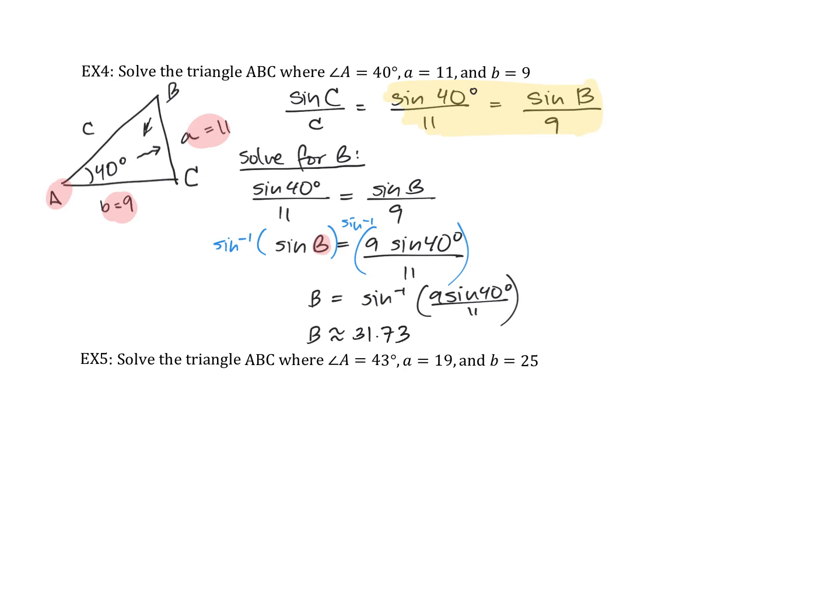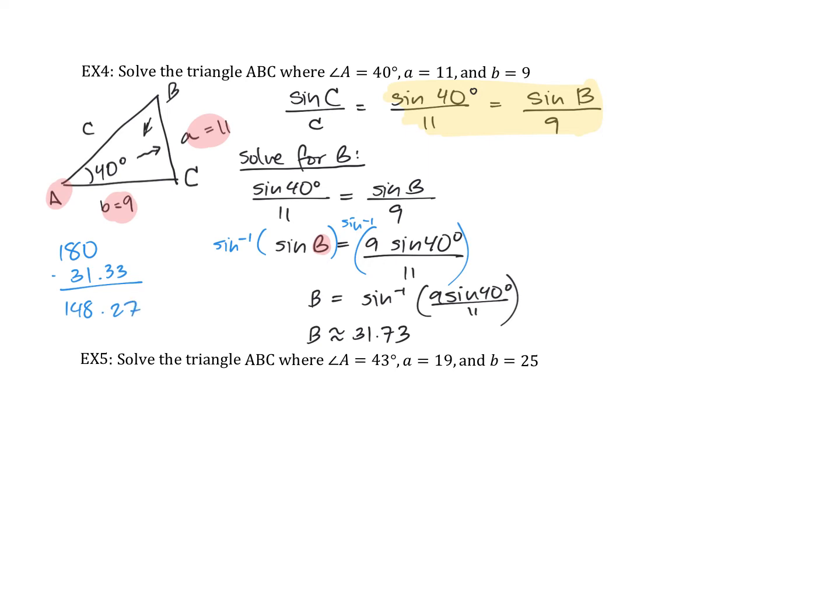We have found the first of the two missing angles. So we have to find out whether the other angle could exist. So we'll subtract our found angle from 180, and what do we end up with? We get 148.27.